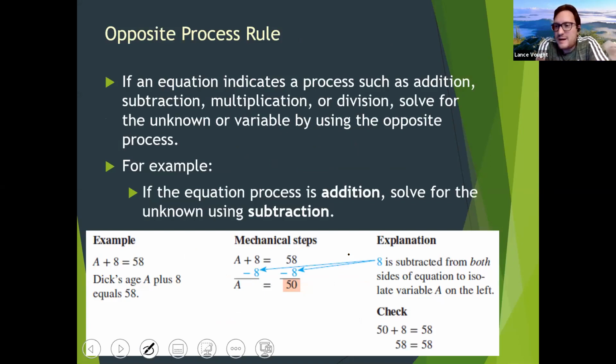I don't call this the opposite process rule. In fact, I didn't even know it had a name. I guess Ralph is now Dick, because it says Dick's age. Dick is age A plus 8 and it equals 58. So I guess there's some inconsistency here, or maybe I changed it to Ralph. I think I did change it to Ralph. So this is Ralph.